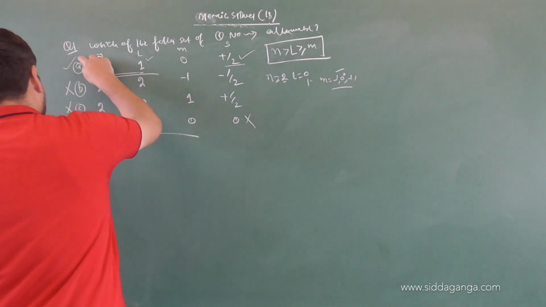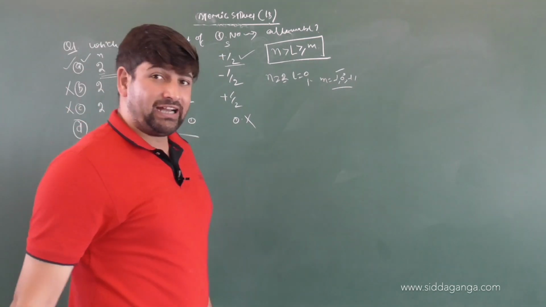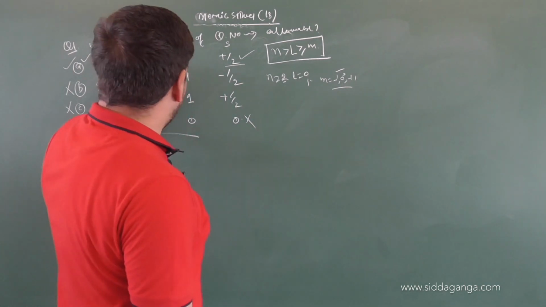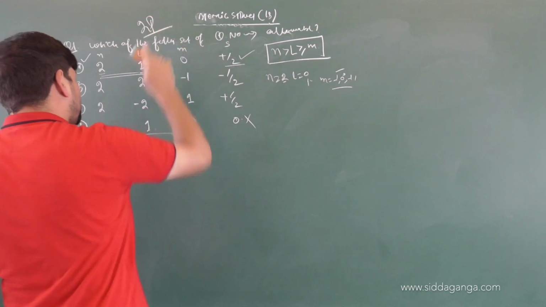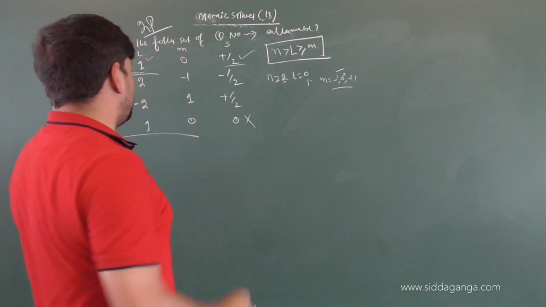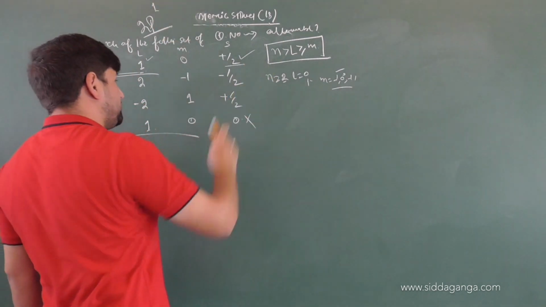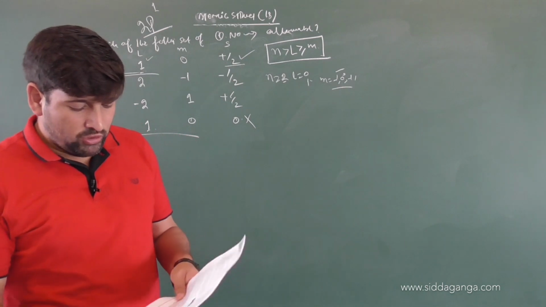So the correct option will be option A. That is 2, 1, 0 and plus half. And if you are asked, which orbital is it? It's obviously 2p, one of the orbitals of the P subshell. That is 2p. And how many electrons are we talking about? Only 1, because the spin given to you is plus half. Is it clear or not? Very good. Question next.